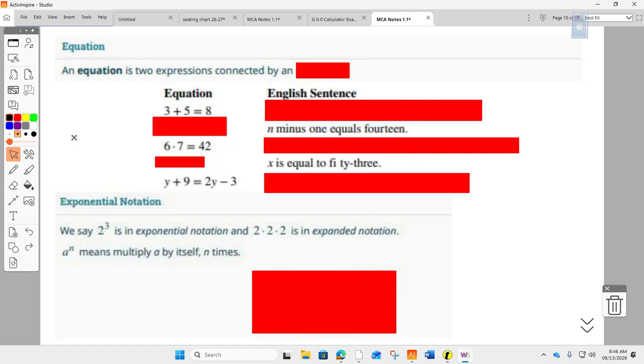All right, an equation is two expressions connected by an equal sign. It is not an equation if there is not an equal sign. Okay, guys? If you're asked to write an expression, don't put an equal sign. If you're asked to write an equation, you have to have an equal sign.